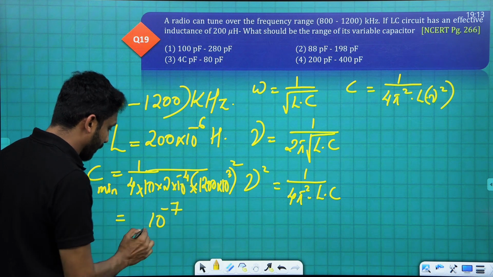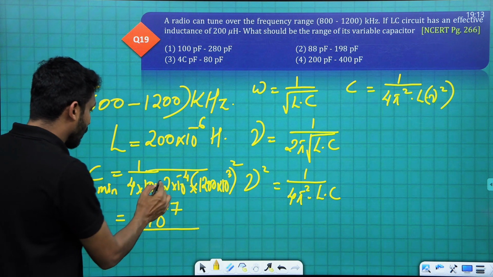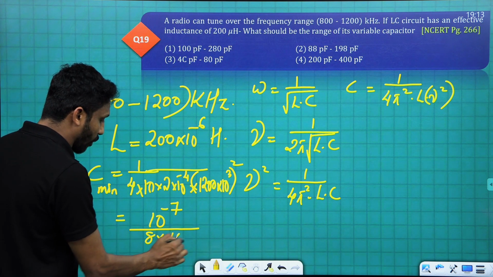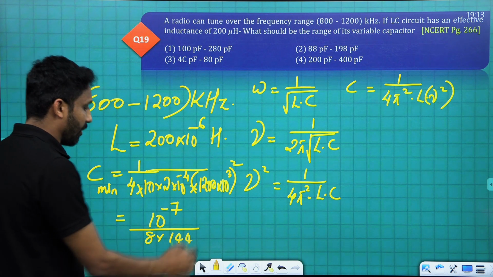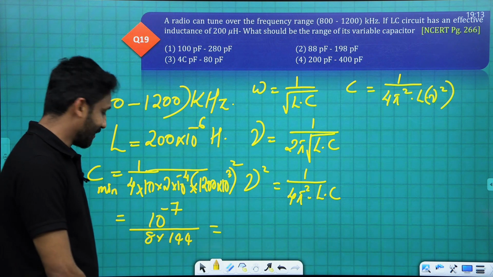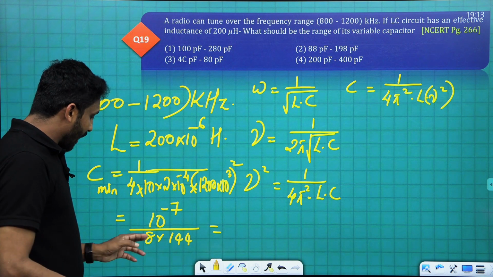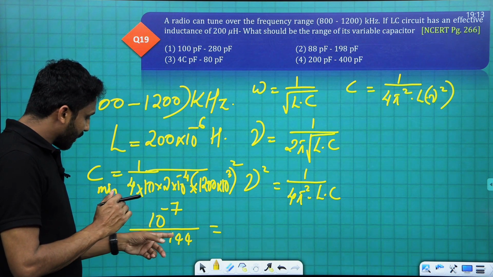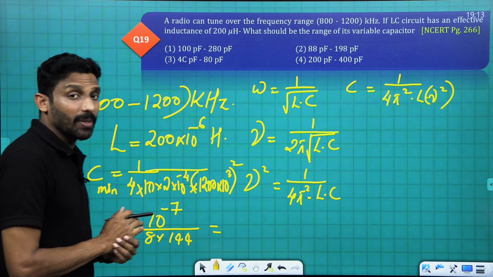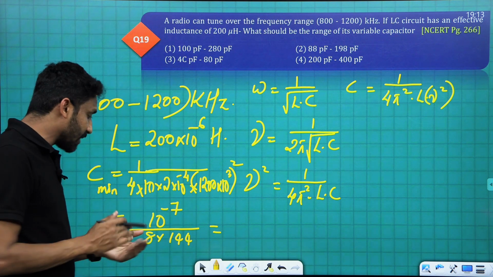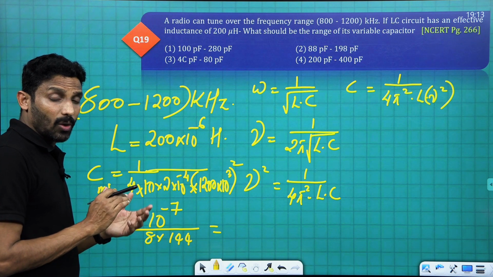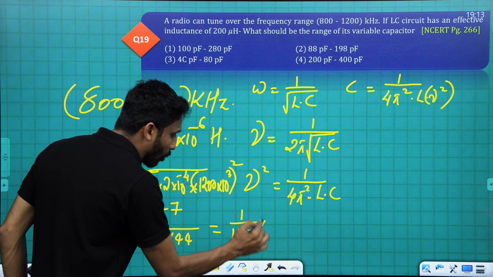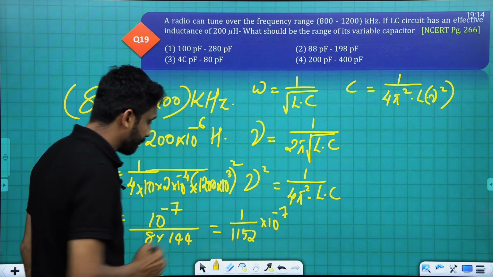10 raised to minus 7 divided by 2 into 4, 8 into 12 square. 12 square is 144. Then 8 into 144 is 800 plus 320 plus 32. 320 plus 32 is 352. 352 plus 800 is 1152. So 1 divided by 1152 into 10 power minus 7.